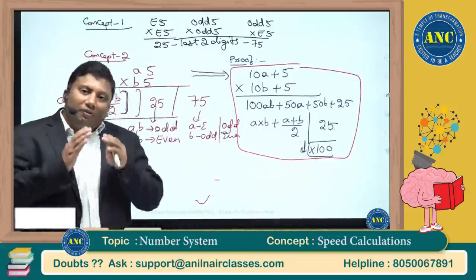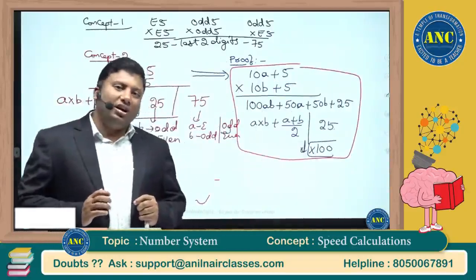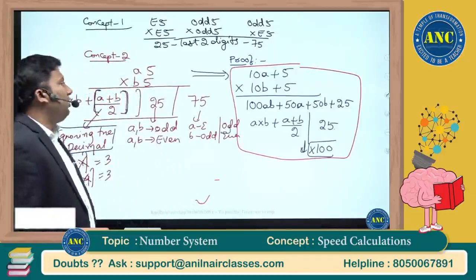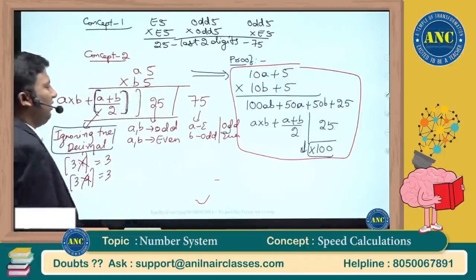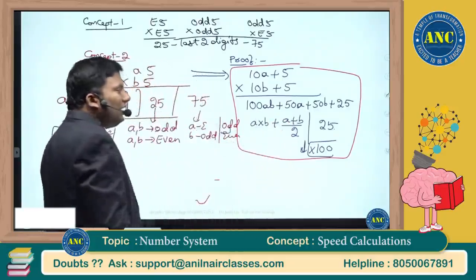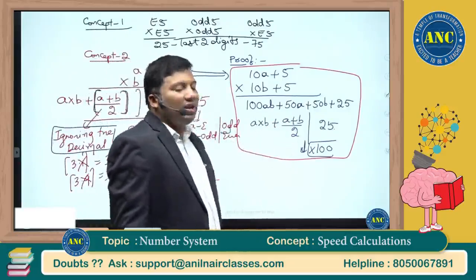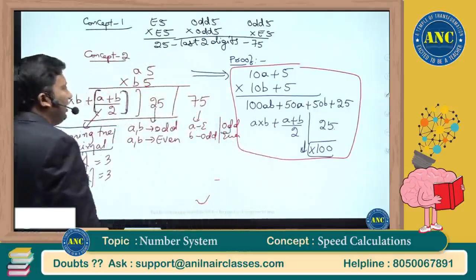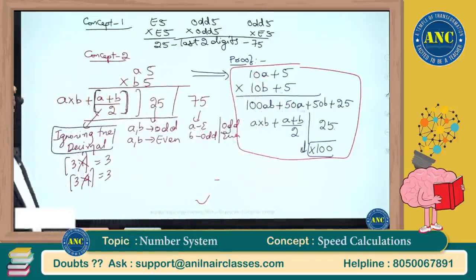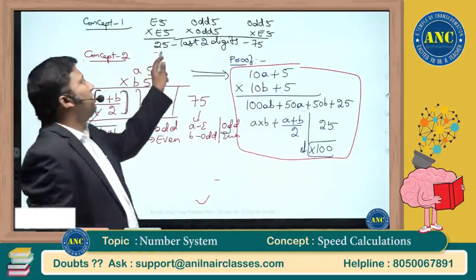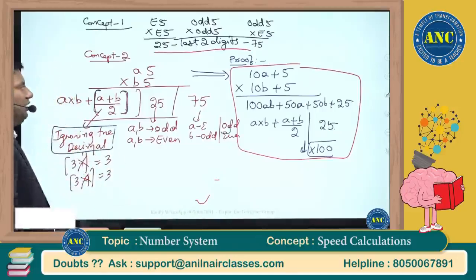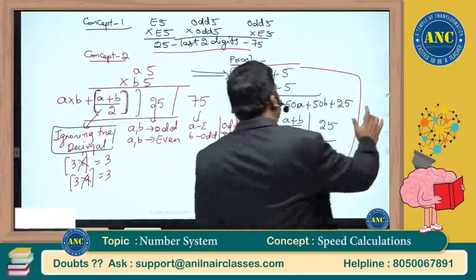A5 into B5. If A and B both are even, last two digits are 25. If A and B both are odd, last two digits are 25. If one is even, one is odd, the carry will come, and then it will result in 75. I hope the idea is clear. If you take A value 2, B value 3, you will understand why 75 came into the picture. In concept 1, we did only the last two digits. In concept 2, we have done the entire number before 25 or 75.